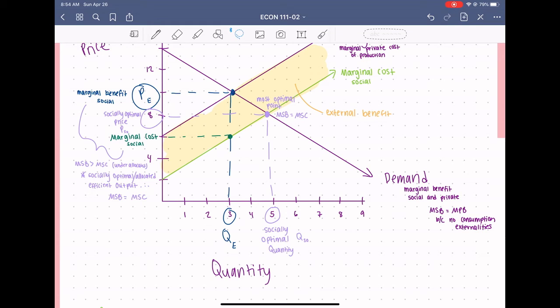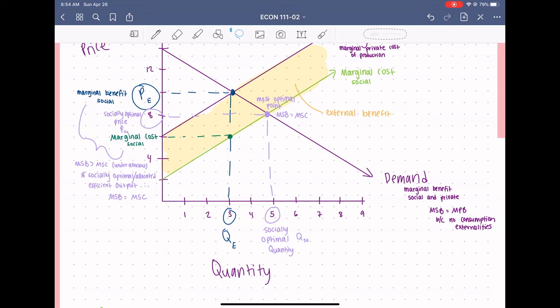So there's this social optimal allocation of resources. It's an efficient output. And that is when marginal social benefit equals marginal social cost. The way you find that point is the intersection between demand and marginal social cost, which happens to be right here, right? And this is the point of equilibrium for this graph. This gives us the socially optimal quantity at which you want to plant trees.